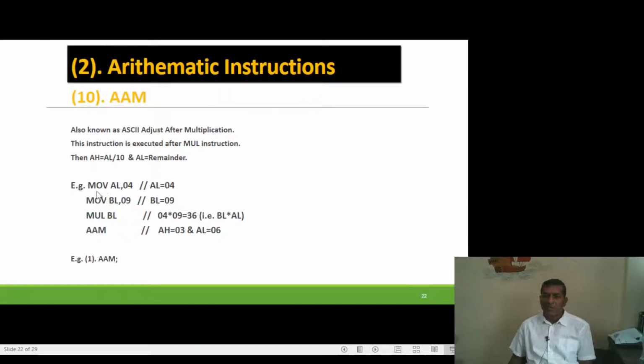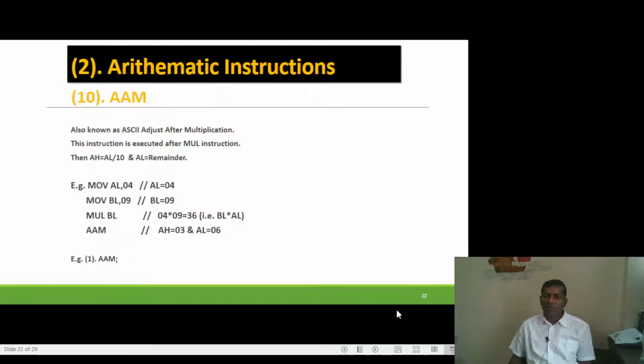So this is an example: MOV AL, 04; MOV BL, 09. This says that 04 is stored in AL, so AL is equal to 04, and 09 is stored in BL. Then MUL BL works like BL multiplied by AL. So 04 multiplied by 09, the result is 36. After execution, the 36 will be stored as something like 03 and 06.